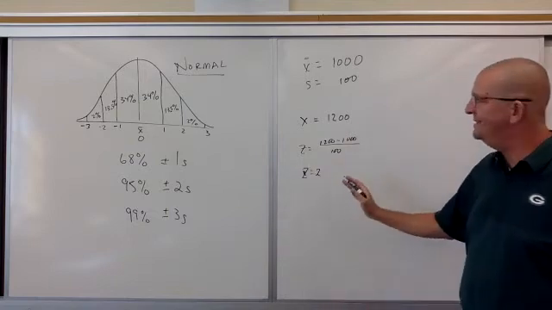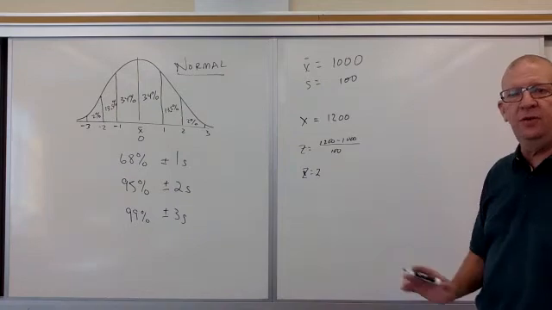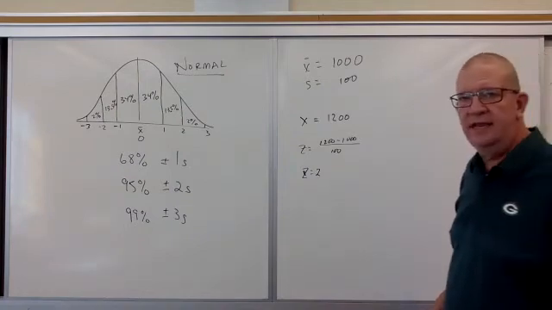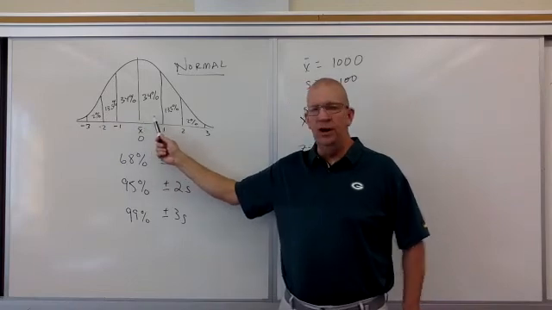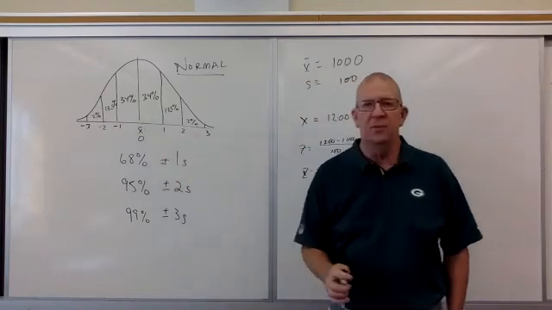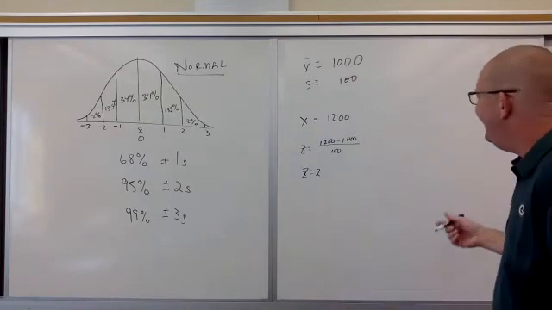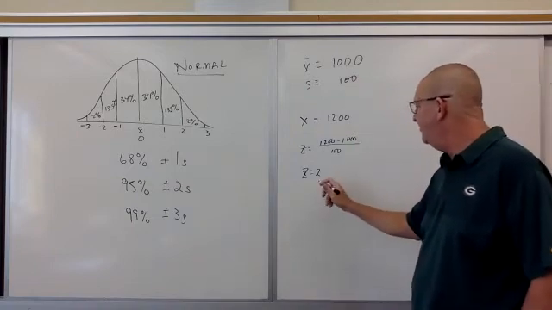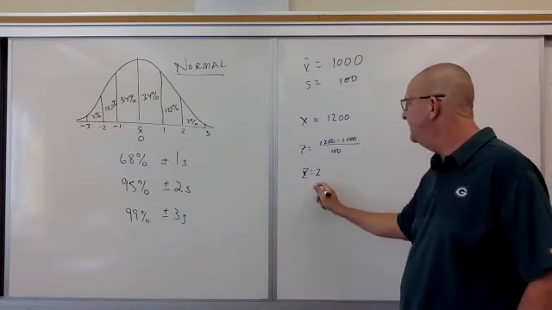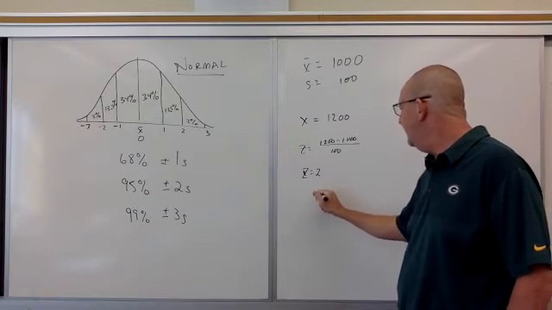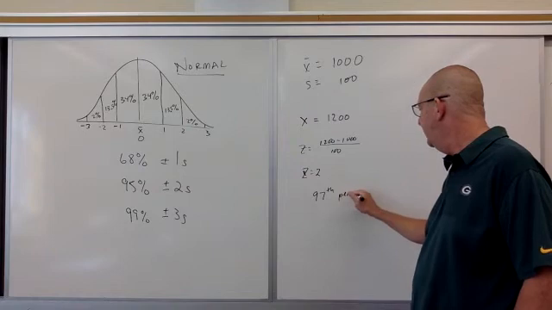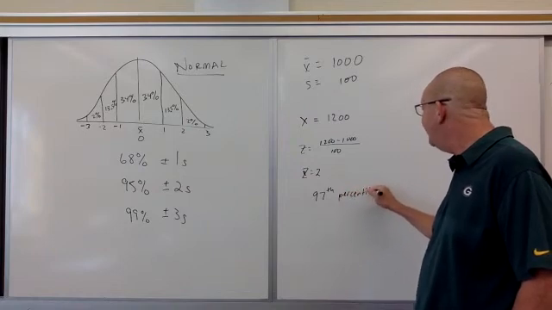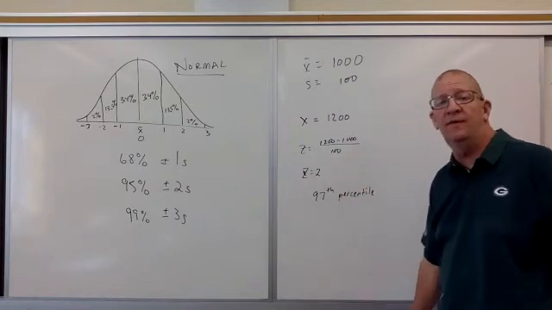Well, what percent area is to the left of 2? Well, let's see. It's 50 plus 34, 84, plus 13.5. So you're like the 97.5 percentile, right? So we're going to say you're the 97th percentile. Why? Because 97% of the scores are below 1200.